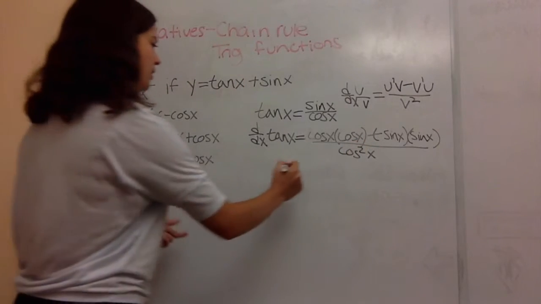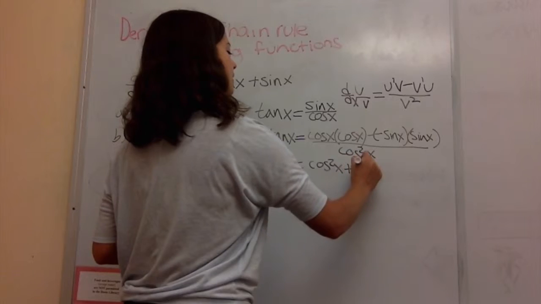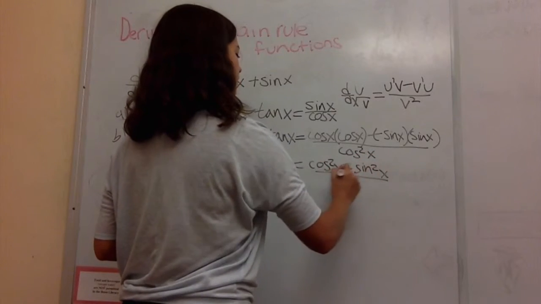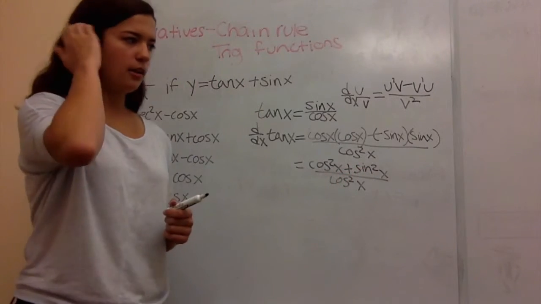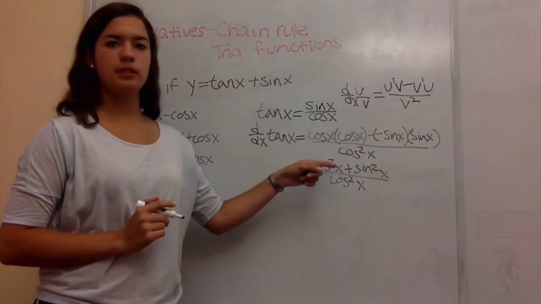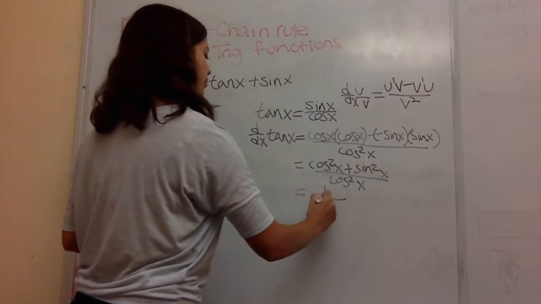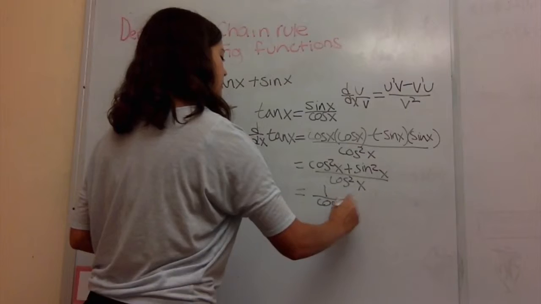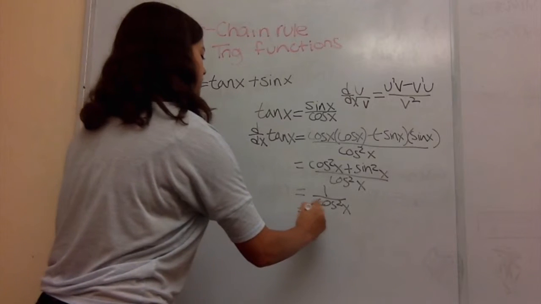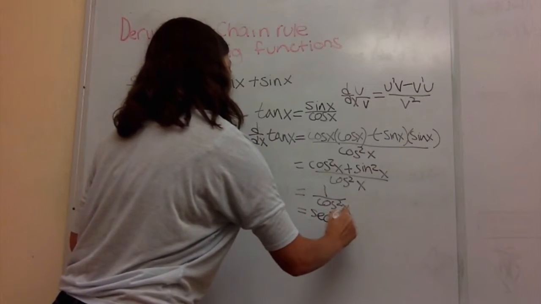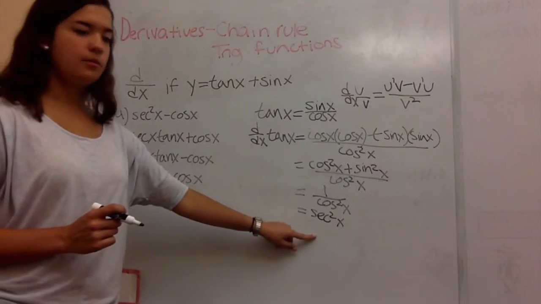Then to simplify that, you get cosine squared x plus sine squared x all over cosine squared x. And by one of the properties of trig functions, cosine squared x plus sine squared x is equal to 1. So you can just simplify that to 1 over cosine squared x. And we know that 1 over cosine squared x is equal to secant squared x. So there you go. Now we've proven that the derivative of tangent of x is equal to secant squared x.